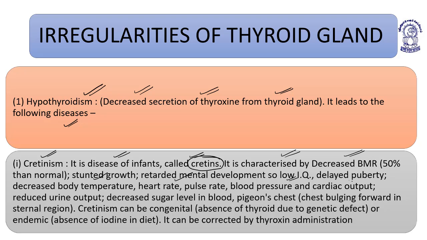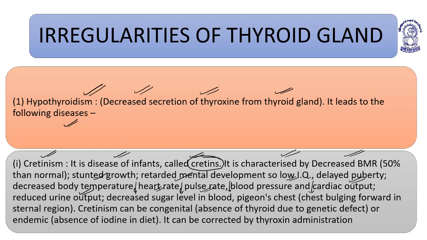low IQ, delayed puberty, means the upcoming of secondary sexual characters gets delayed. Body temperature goes down, hypothermia. Heart rate decreases, bradycardia, pulse rate decreases, blood pressure decreases, hypotension, and cardiac output also decreases.